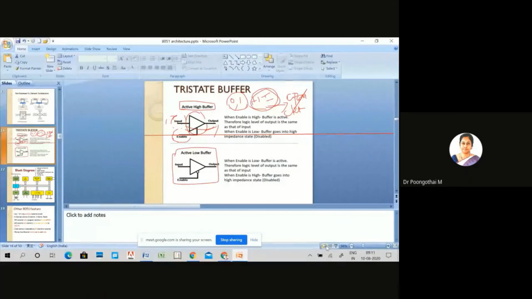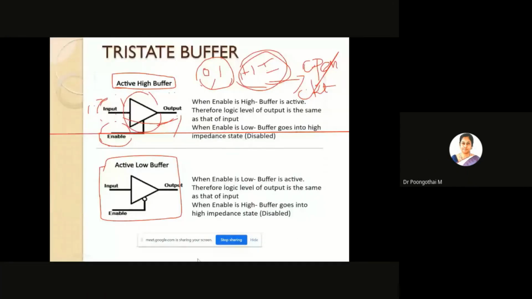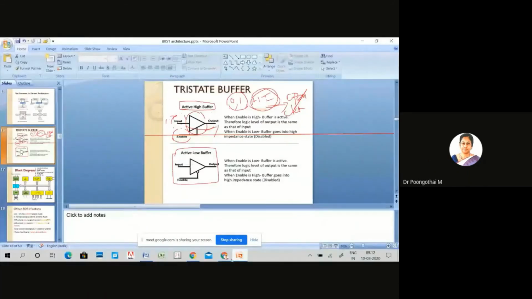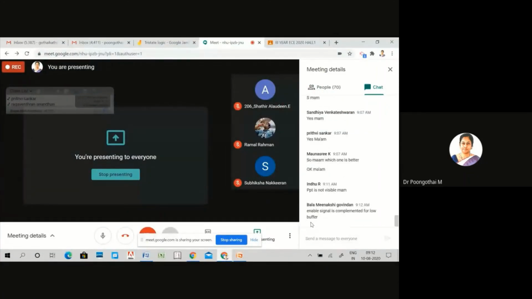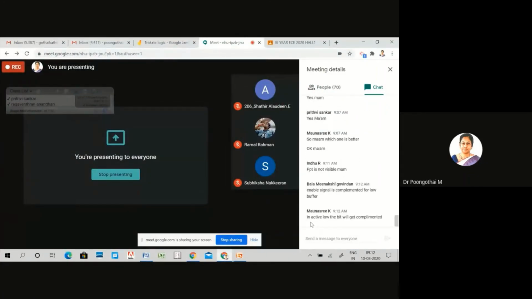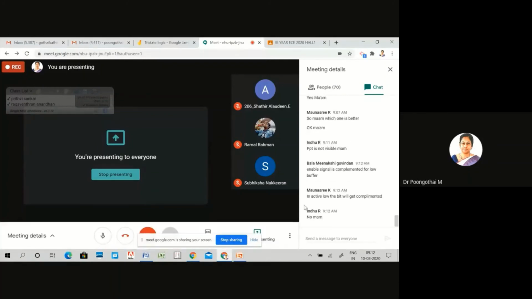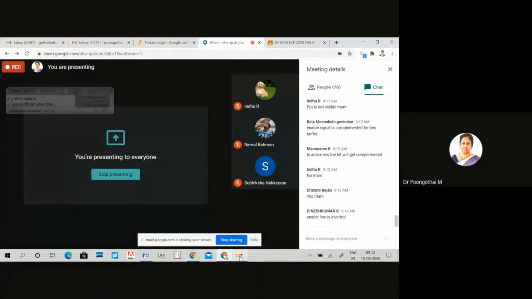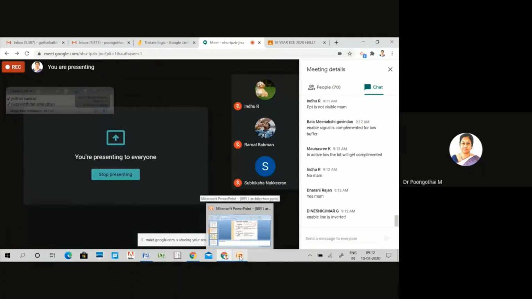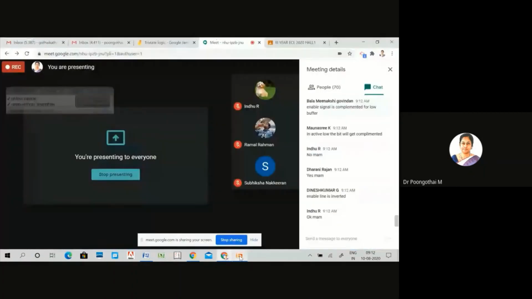PPT is not visible. Now visible? Indu? Is it visible, Indu? No, ma'am. I think the problem is on your side. Remaining students, can everyone see the slides?